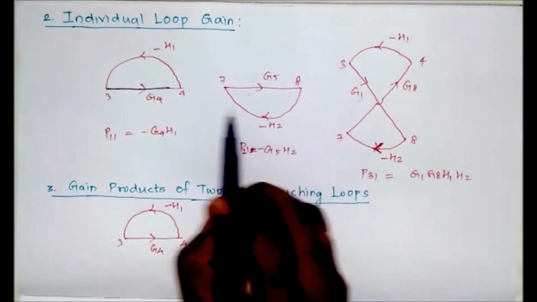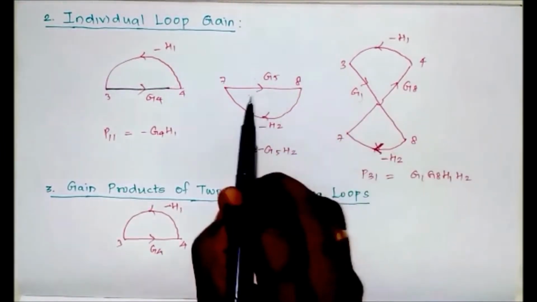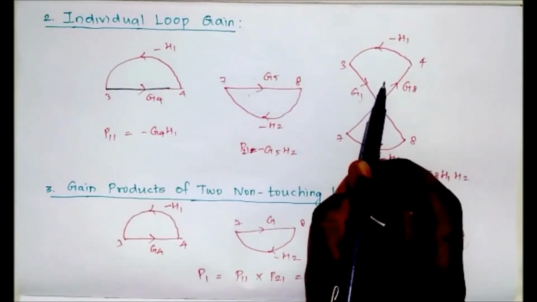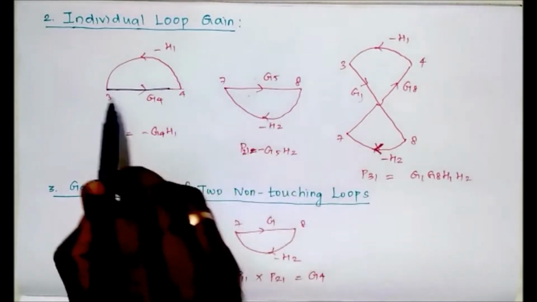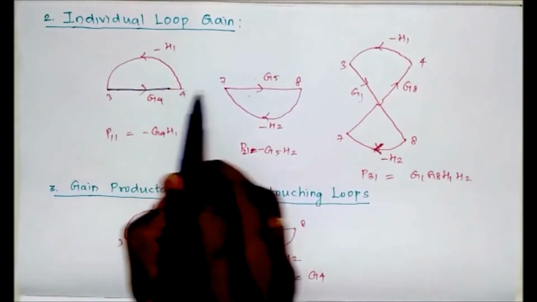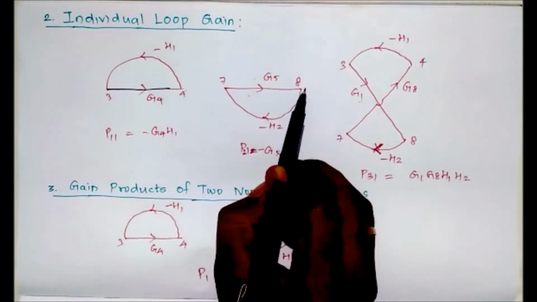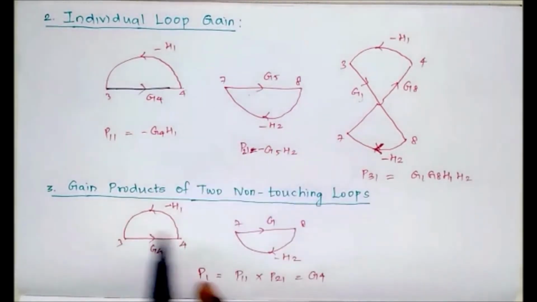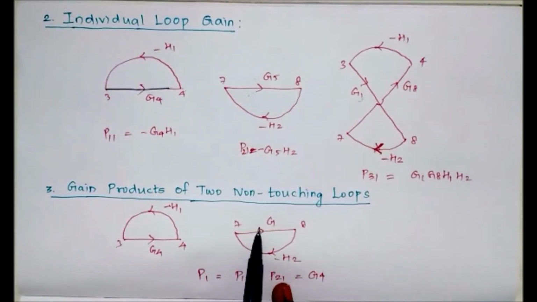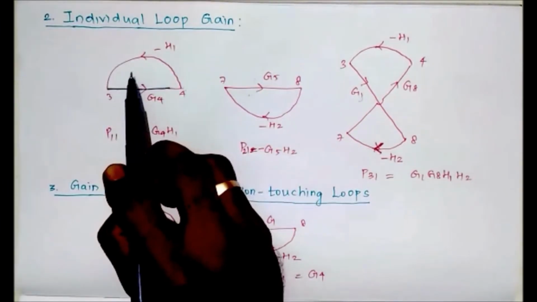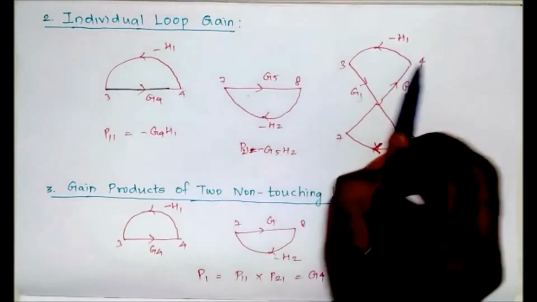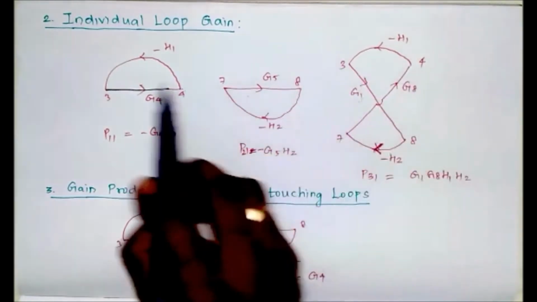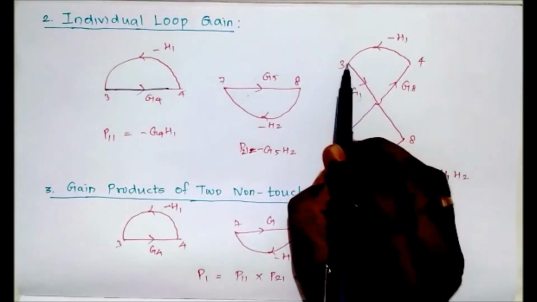In the given problem, there are three loops only. From among these three loops, what are the two non-touching loops? First we take this one and compare with this one. This is involving node 3 and 4. This is involving node 7 and 8. Therefore, these two are two non-touching loops. This is the first combination. Next, if we take and compare, this is in between 3 and 4. This also involves 3 and 4. Therefore, this loop and this loop are touching at 3 and 4.